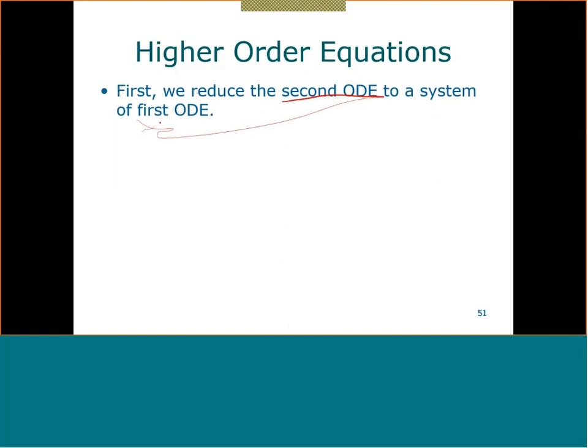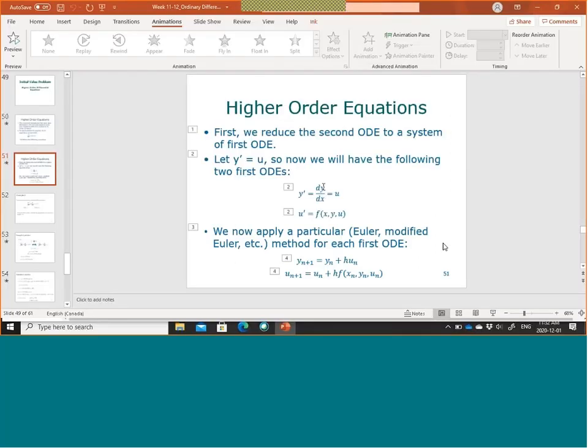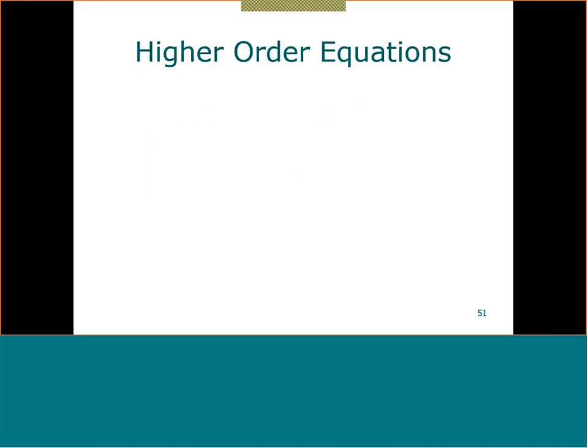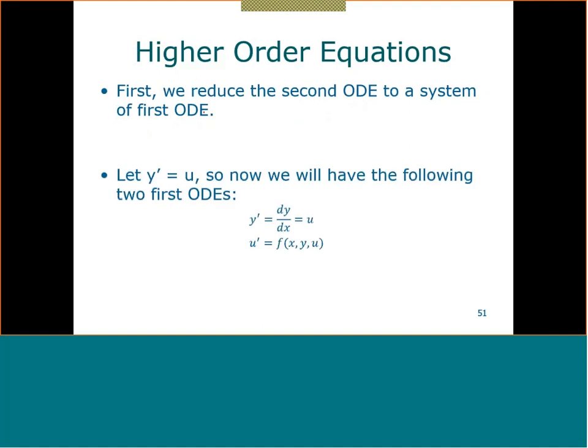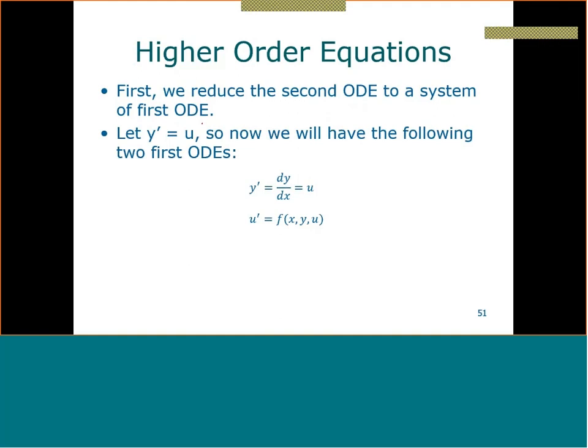a first order differential equation. Oh, there is something wrong here. Just take this out, bring it back. Okay. So we first reduce the second order differential equation. So how do we do that? We assume that y prime or dy by dx is equal to u. So we introduce the term u. Now this will be my first differential equation.